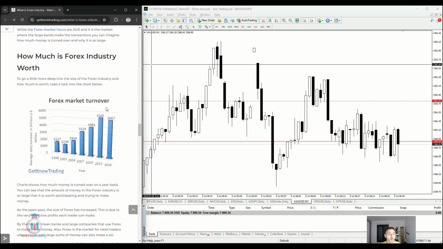Then here is the turnover for the Forex market. You can see how this has changed during the years. This has probably increased in this year, which is 2024.